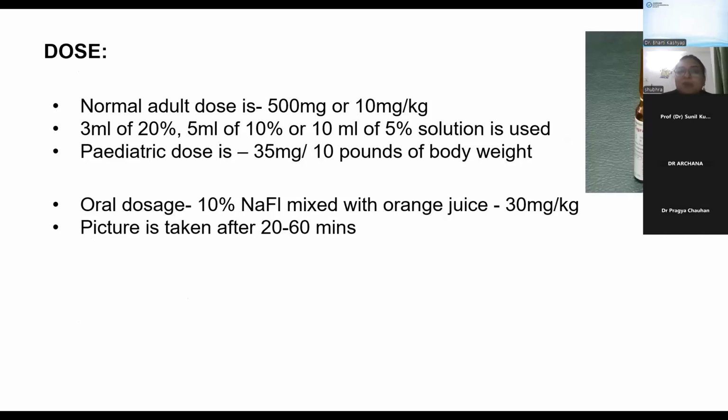And if the patient has a kidney disease and there is a necessity to do an FFA, we can also use an oral dose where we use 10% of sodium fluorescein, which is mixed with orange juice, as 30 milligrams per kg. And the picture is taken, however, after 20 minutes to 1 hour in the oral dosage.